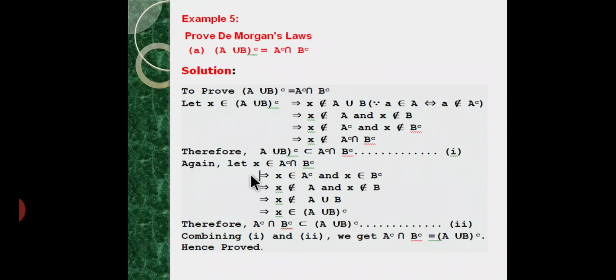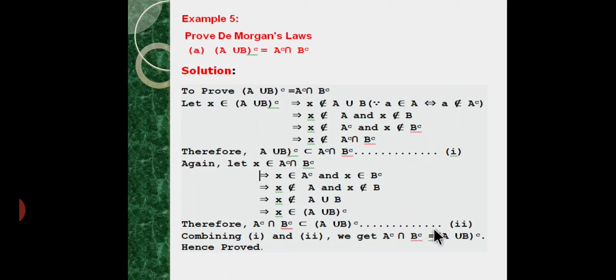So again we consider RHS. Let X belong to A complement intersection B complement. So X belongs to A complement and X belongs to B complement. So X does not belong to A and X does not belong to B. So X does not belong to A union B. Okay, so X does not belong to A union B means X belongs to A union B whole complement. So here we take X as an element in A complement intersection B complement, and we prove X is an element in A union B whole complement.